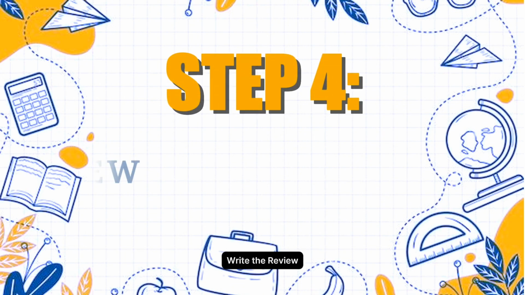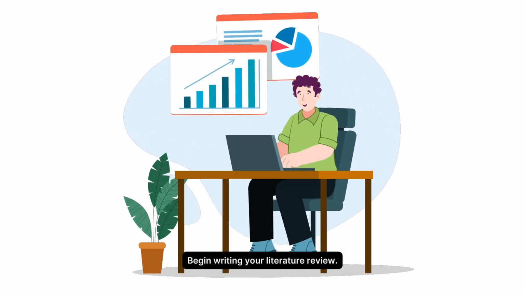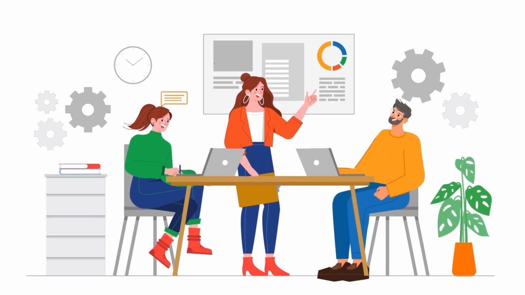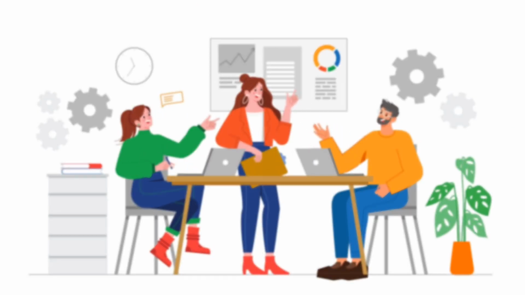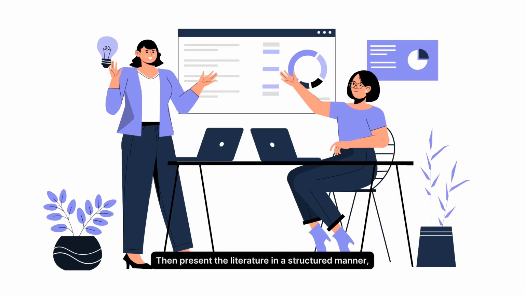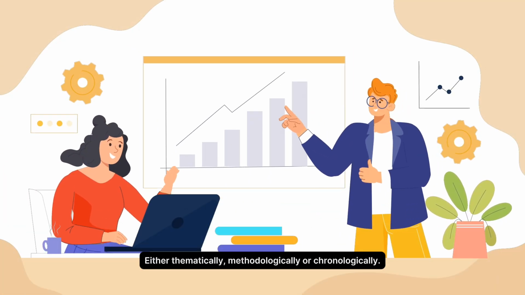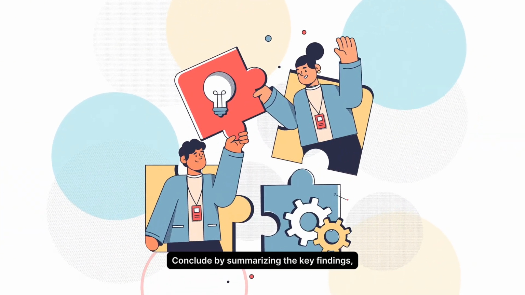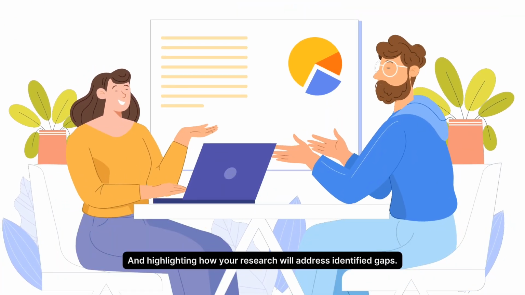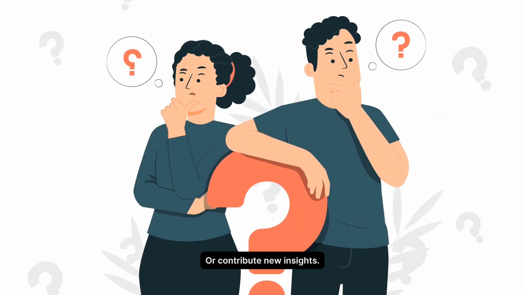Step 4. Write the review. With your analysis in hand, begin writing your literature review. Start with an introduction that outlines the scope and purpose. Then, present the literature in a structured manner, either thematically, methodologically, or chronologically. Conclude by summarizing the key findings and highlighting how your research will address identified gaps or contribute new insights.